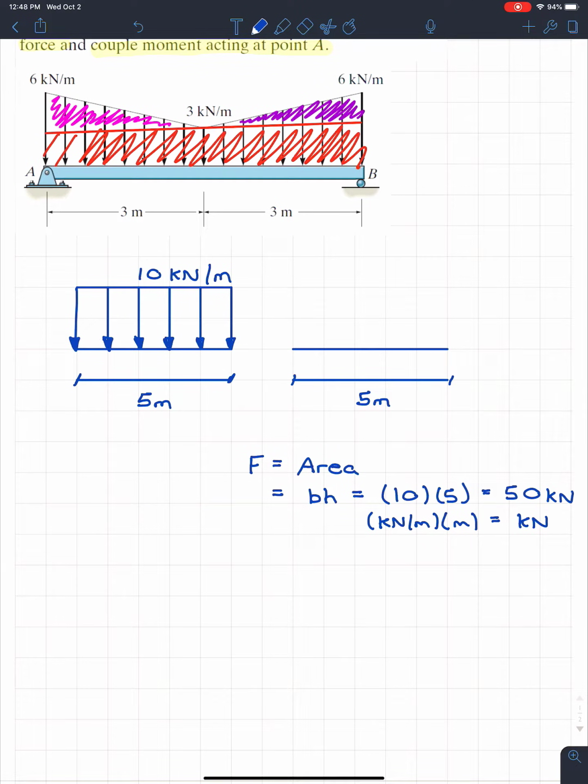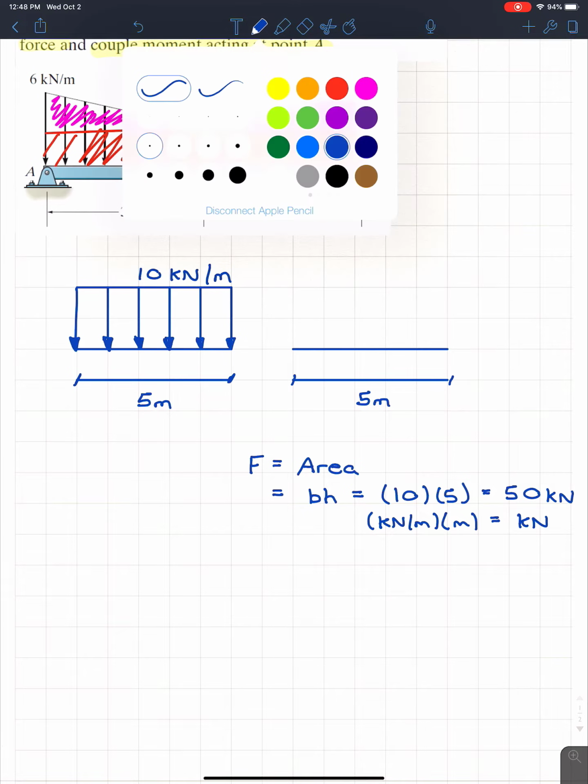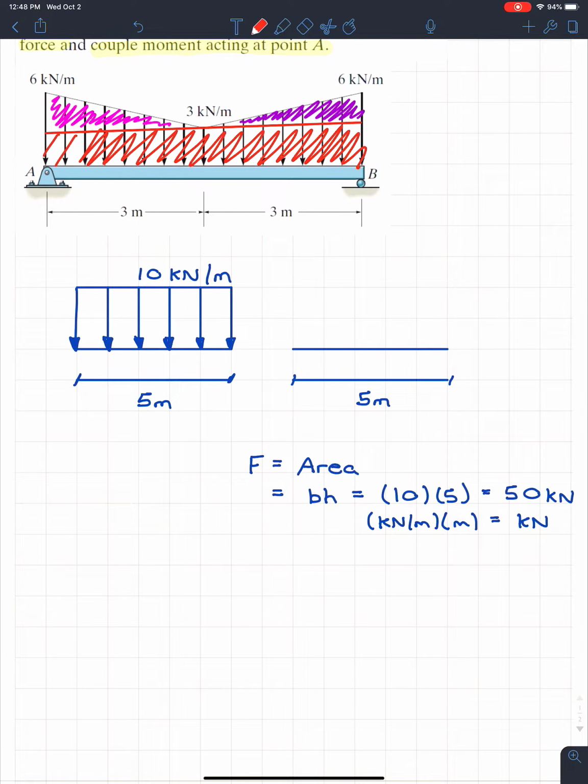That's our point load. But now you have to ask, well, where does this act? What happens for distributed loads is the force will act at the centroid of the shape.